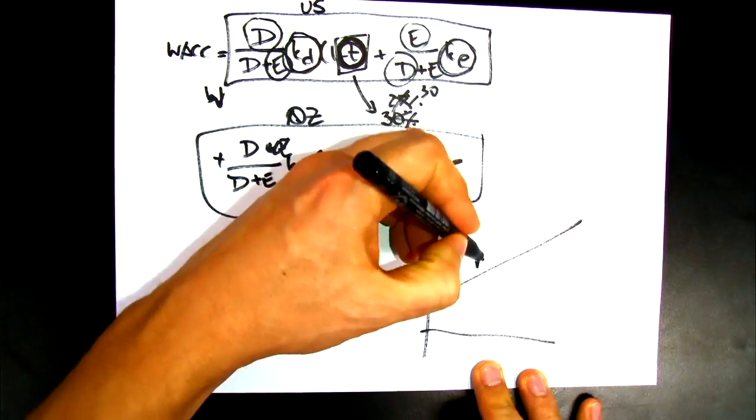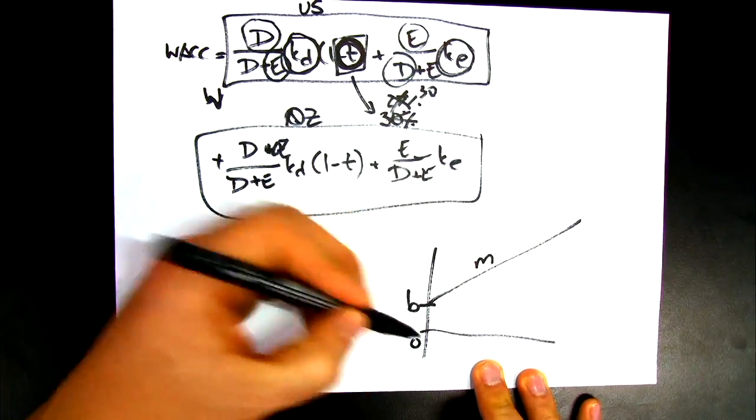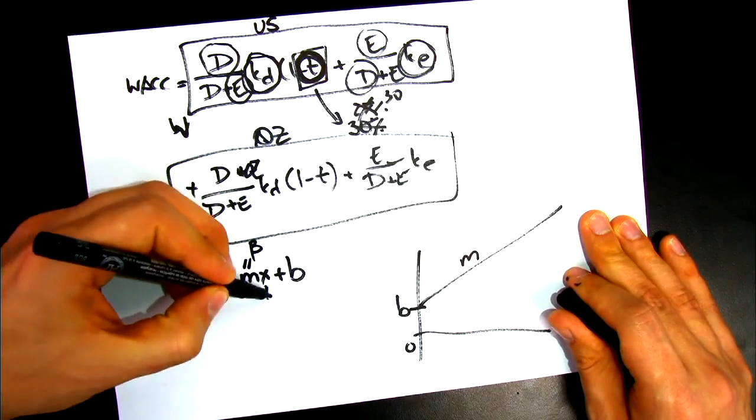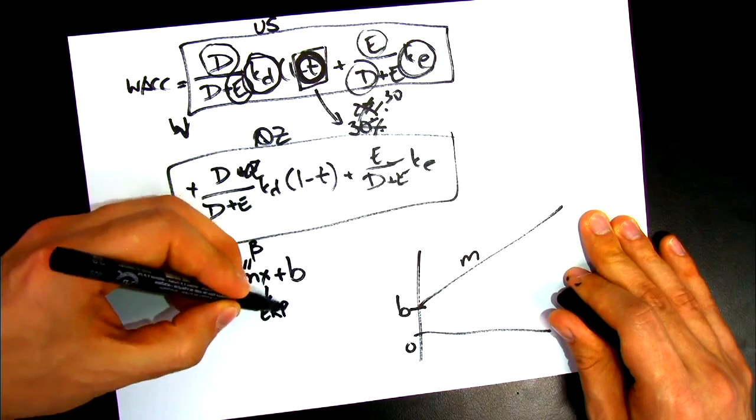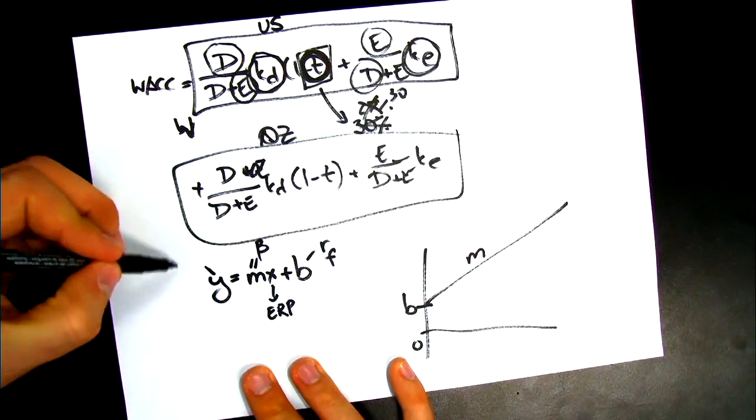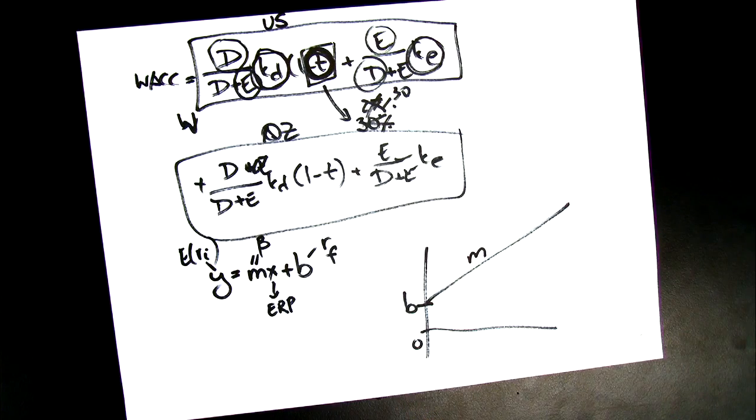The slope is m, and the intercept is b. That's the CAPM. The slope is the beta. This is the ERP, and this is the risk-free rate. And that's the expected return on the asset. That's all it is. So we do not live in a linear world.